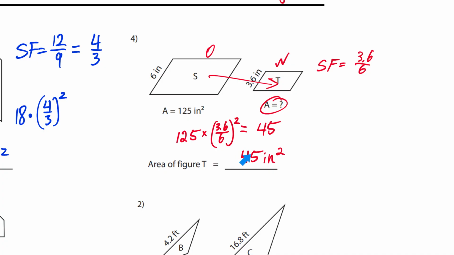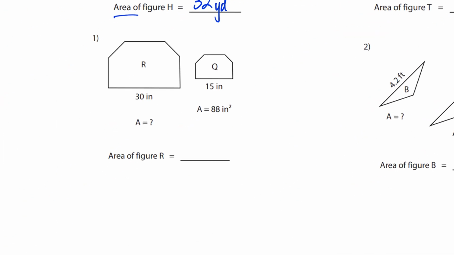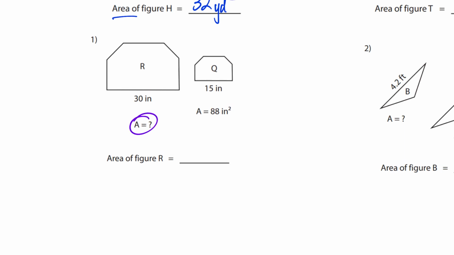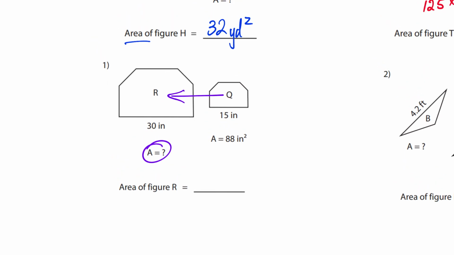Okay, and let's just stop for a second. Does it make sense that this could be 45? Yep. From here to here, it's smaller. So as far as that goes, that makes sense. Now notice on this one again, this time we're looking for that one. So actually we're going this direction on this problem. So that makes this the new one, this one the old one. So what's the scale factor on this one going to be?